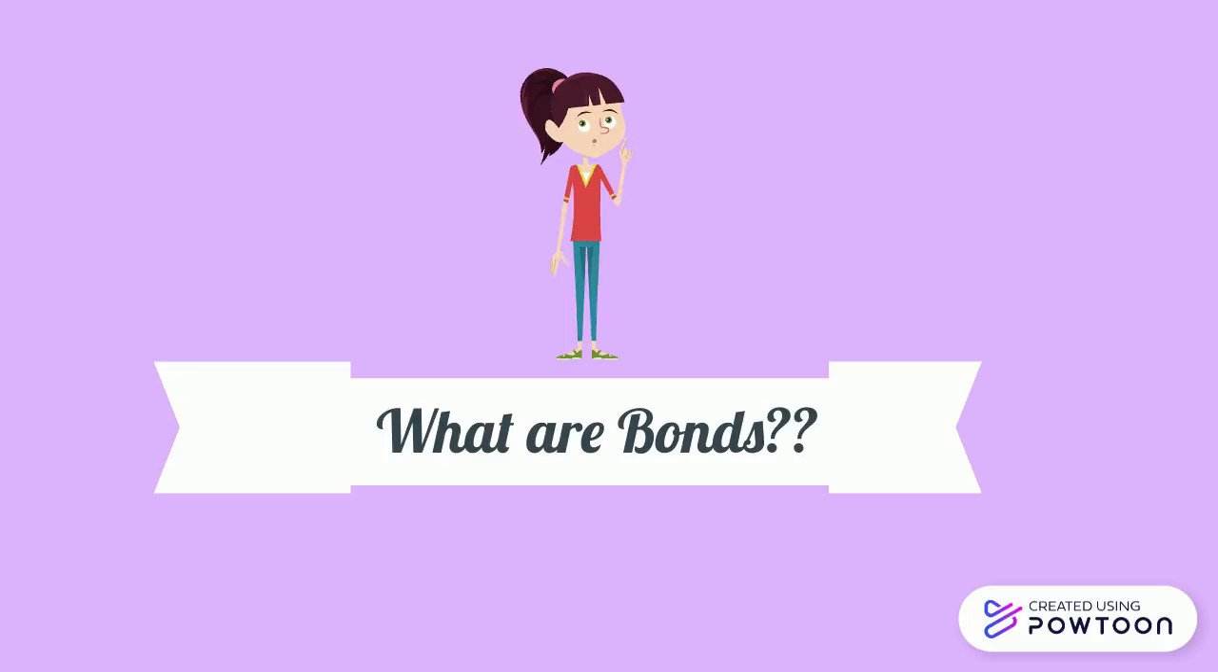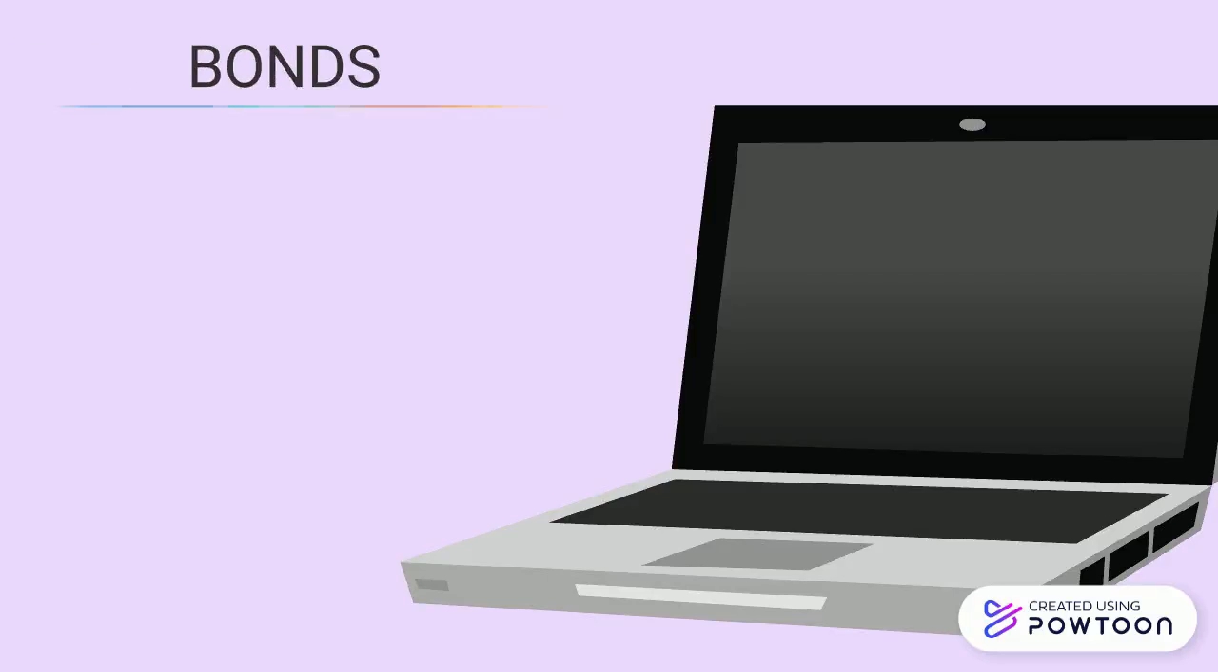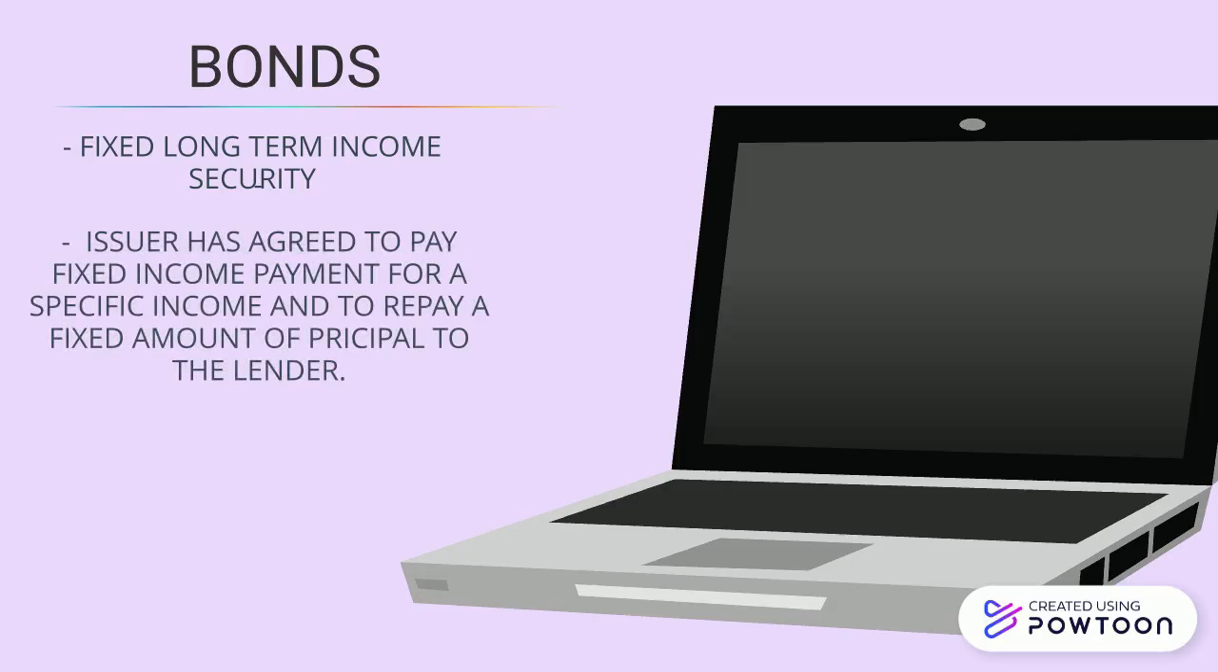First of all, we need to know what bonds are. A bond is a long-term fixed income security in which the issuer has agreed to pay fixed income payments for a specific period and repay a fixed amount of principal at maturity to the lender. The lender is the bondholder. A bond is referred to as a fixed income instrument since bonds traditionally pay a fixed interest rate to the debt holder.